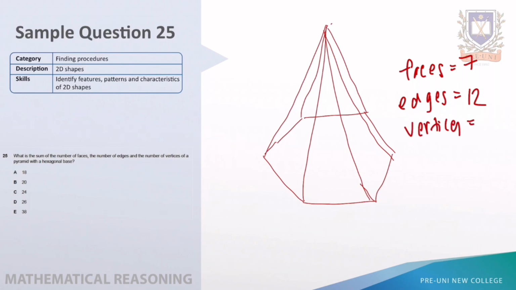And vertices, which are the points. So here and here, for example, we have 7. Now we just add all of these together, like the question asked us to do, and we get 26. So the sum of faces, edges, and vertices for this pyramid with a hexagonal base is 26. So D is the answer. So students are strongly encouraged to actually draw the shape rather than try to think of it mentally in their own head, so that they are able to more easily calculate the faces, edges, and vertices.